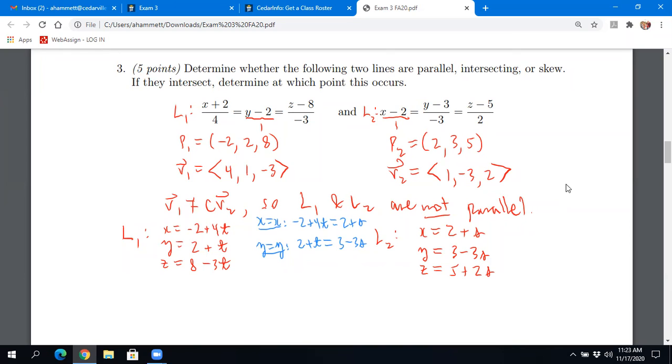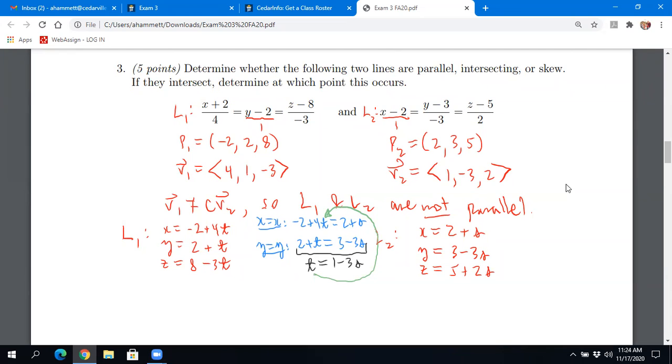So let me see here. If I take this second guy right here, let me use black here, and I solve for t, if I subtract 2 to the other side, I get t equals 1 minus 3s. Okay? And then what I can do is I can take t equal to 1 minus 3s and put that right there.